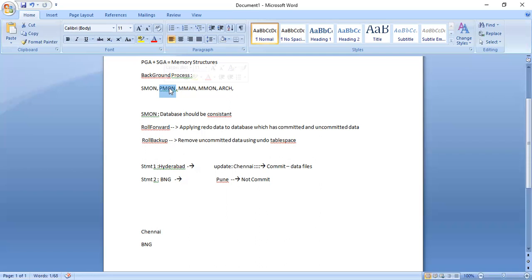If the transaction is completed, that is fine. But in the database, there are some cases where some transactions will not complete properly, will not complete till the end. So it will clean up all the background processes which are not completed.